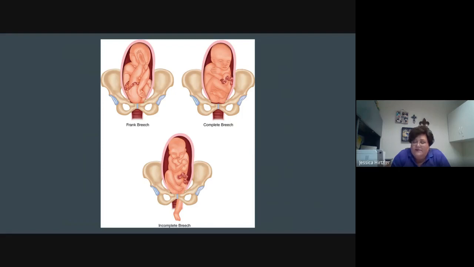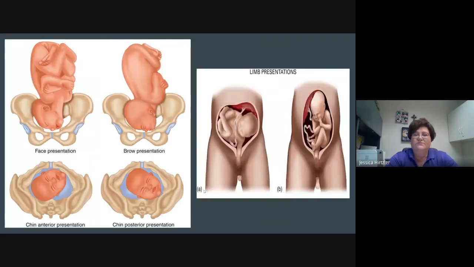If there is an incomplete breech, such as a foot presenting first, there's nothing we can do but get mom to the hospital. She is going to require surgery. All right.